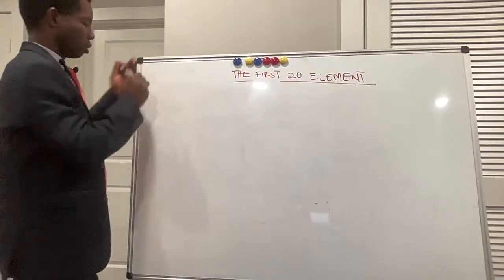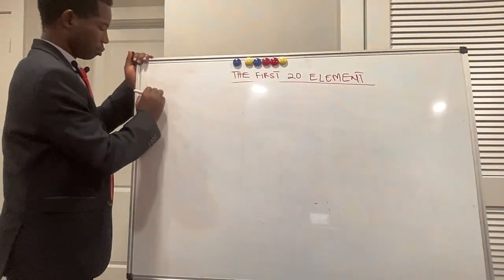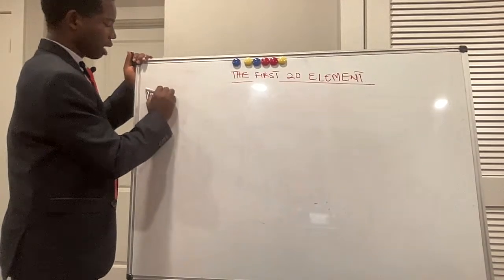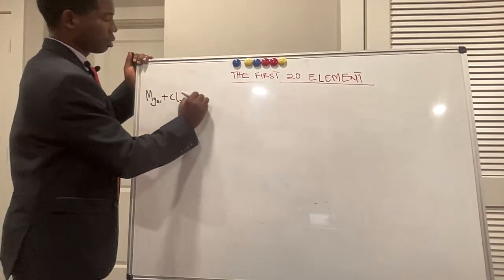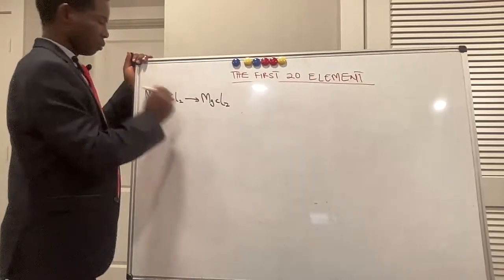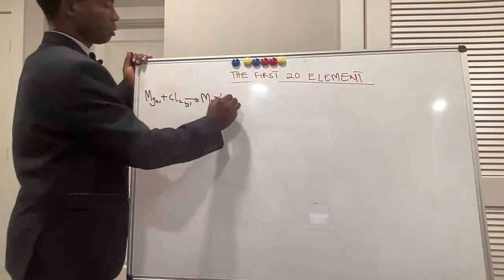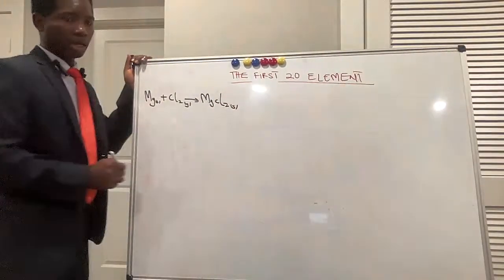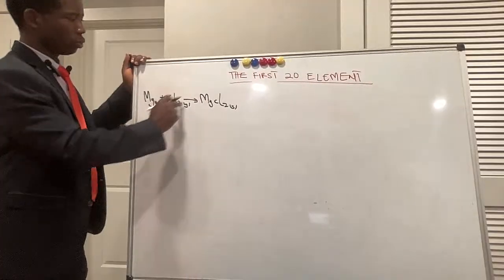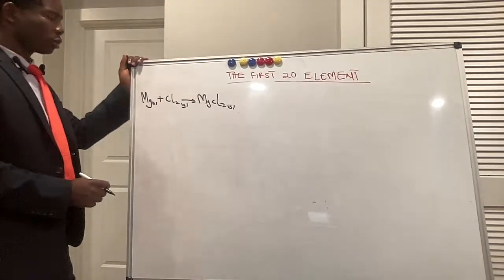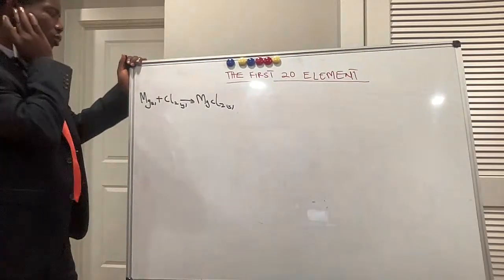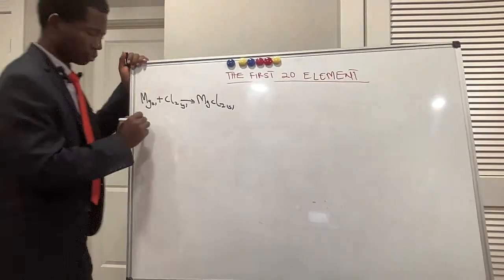So let's proceed. Magnesium is a solid, and when it reacts with chlorine, you're going to get magnesium chloride. Chlorine is a gas. Now let's proceed. Magnesium 1, chlorine 2. Now our reaction is balanced.